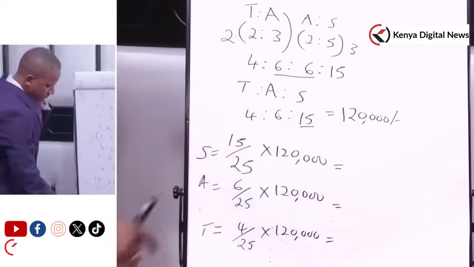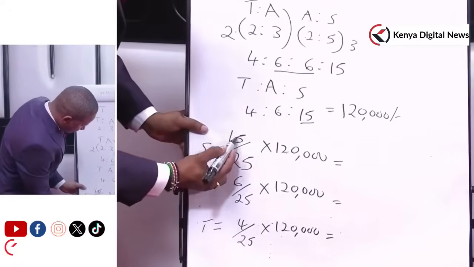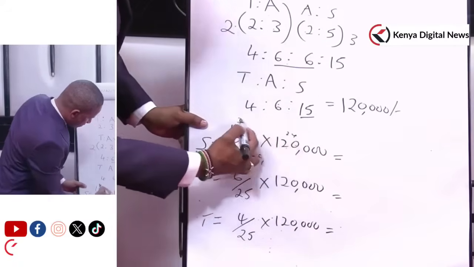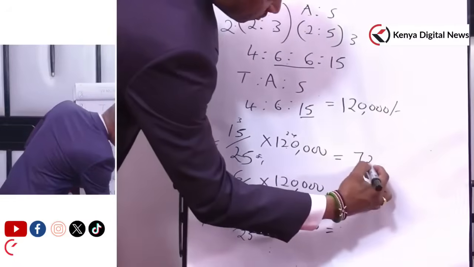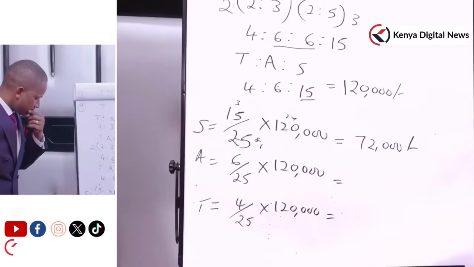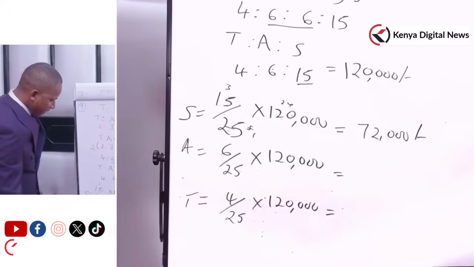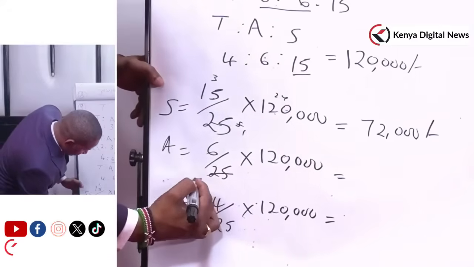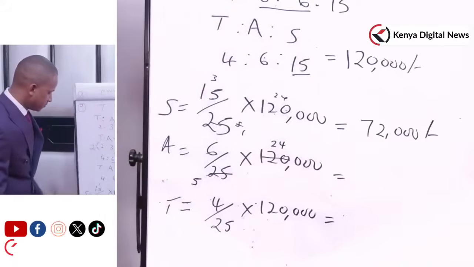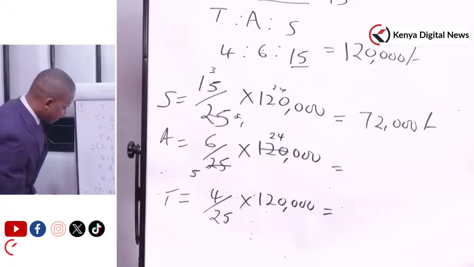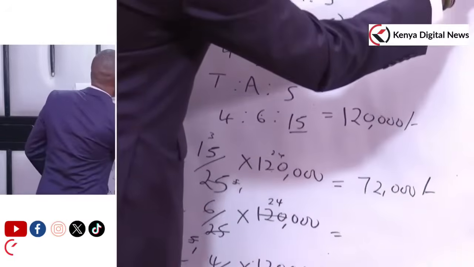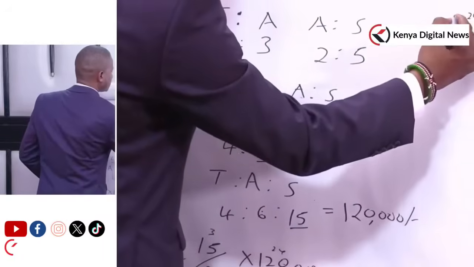Now, when you simplify this, you get 5 here 3, 5 here 5, 5 here once, 5 here 24. 3 times 24, that is 72,000. So Sifuna contributed 72,000. What about here? 5 into 120, 24. Then 5 here once. 5 into 240. Let me do some rough work. You just use a calculator. This is a simple thing.